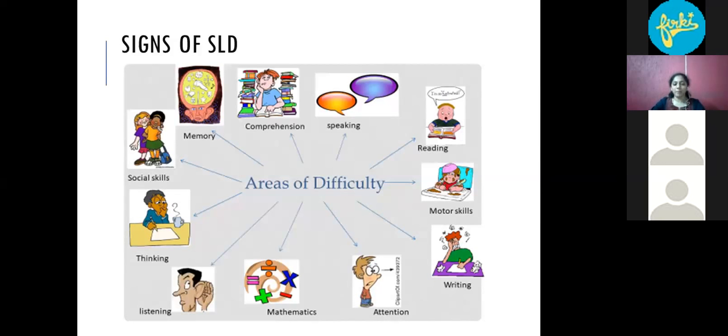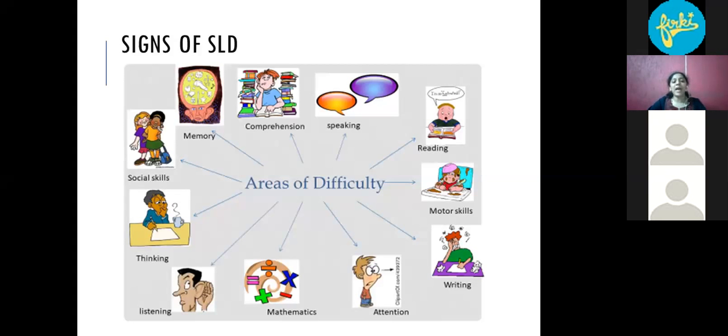Problems in doing math, computations, reasoning with mathematical problems, even being able to learn the tables, these are indicators. Difficulty in listening and understanding what is being said. Again, I'm not talking about hearing, I'm talking about listening. So it is not the sensory ability, but making sense of what is heard.